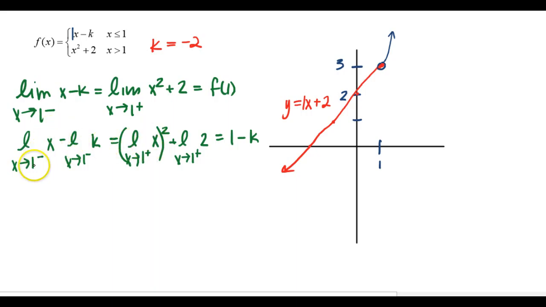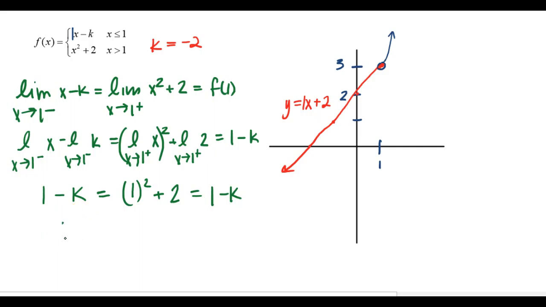So now, on the left side, the limit as x approaches 1 from the left of just x, well, that's just 1, minus the limit of a constant, k is just some constant value, equals, now the limit as x approaches 1 from the right of x is 1, and that quantity is squared, plus the limit as x approaches 1 from the right of 2. 2 is a constant, so just 2. So k was just a constant, that's why we had k. 2 is just a constant, that's why we had 2. But when there's the x value, then it's whatever number we're approaching, so that's why those were 1s. And again, that has to equal 1 minus k.